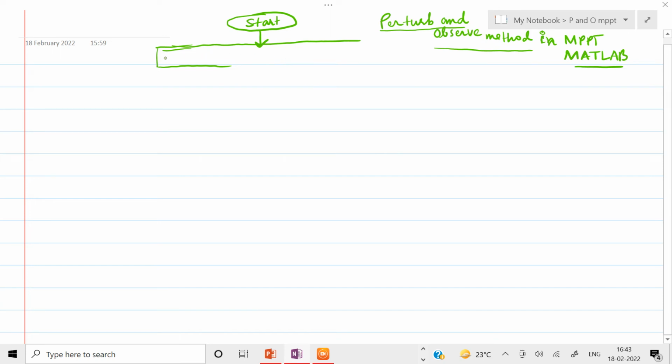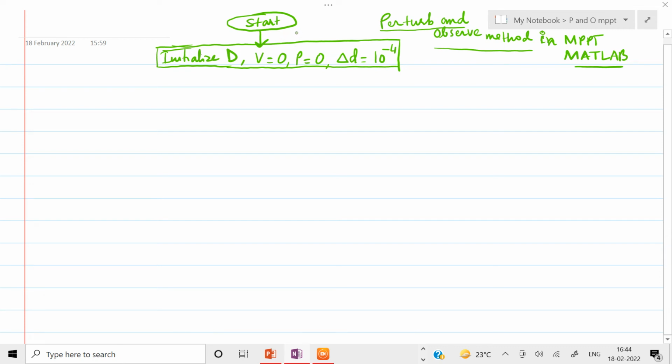So first of all, we have to initialize the duty ratio D and the voltage, and normally we start with V equal to 0 and power P equal to 0, and then we have to take the step of the duty ratio delta D, and we have to take some value. Let us take it equal to 10 to the power minus 4. Okay, so these are some initializations that need to be done.